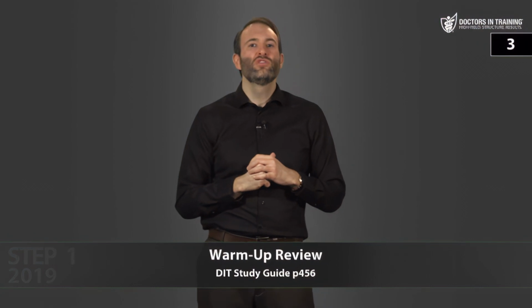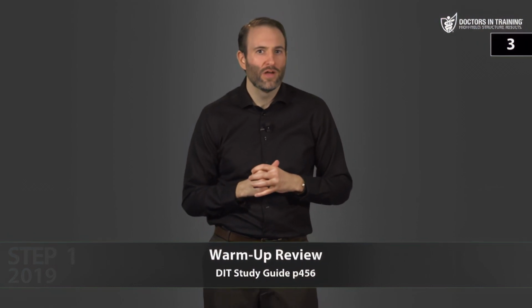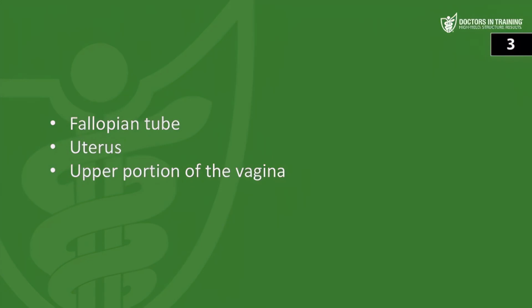Next, which structures arise from the paramesonephric ducts? Well, they develop into the fallopian tube, the uterus, and the upper portion of the vagina. All right, that brings us to the end of the warm-up. Let's get to that lecture.